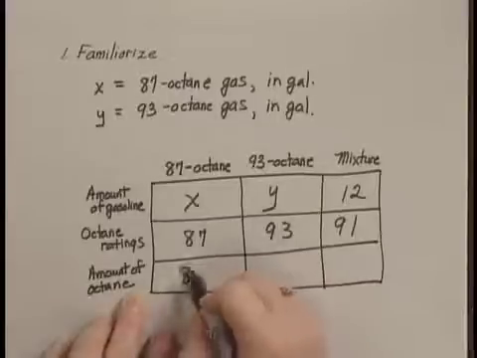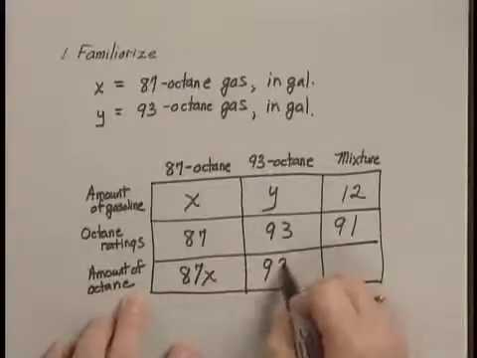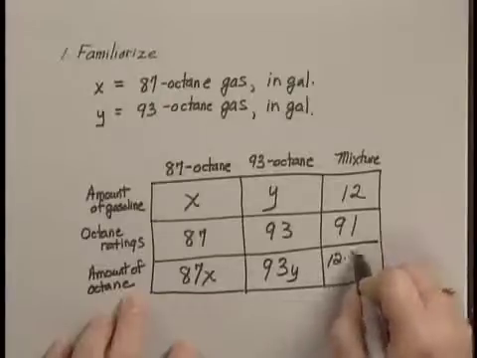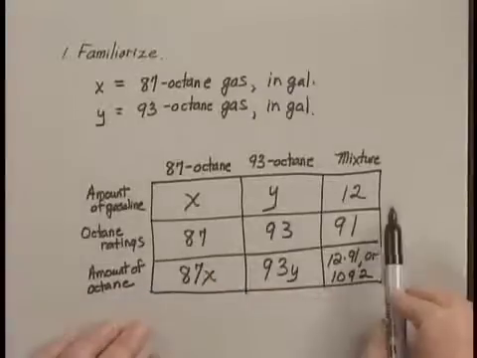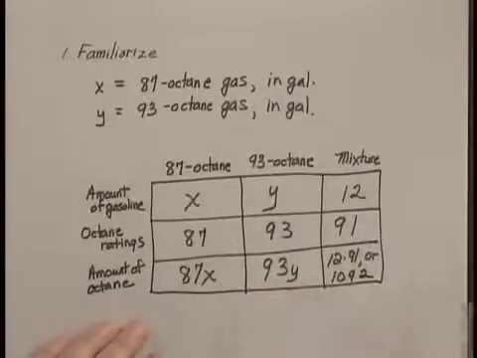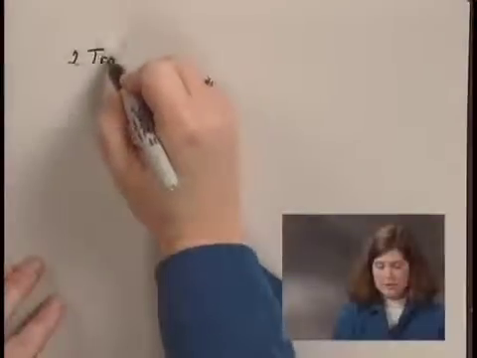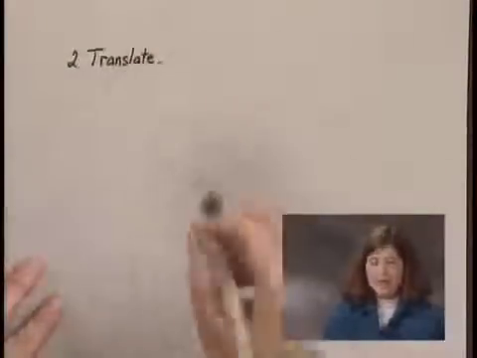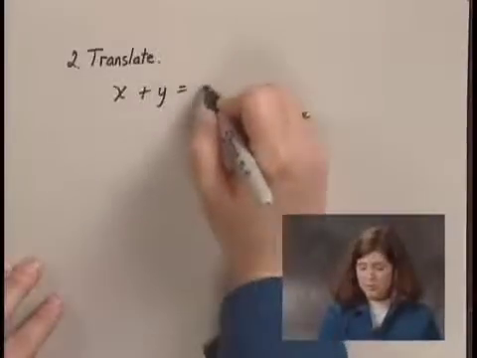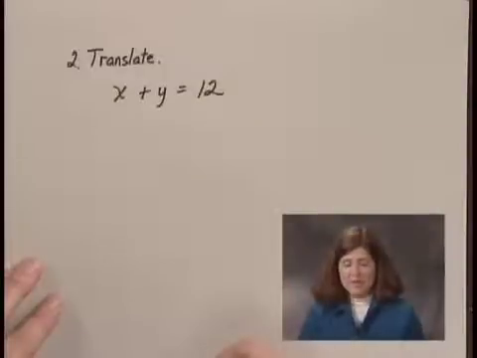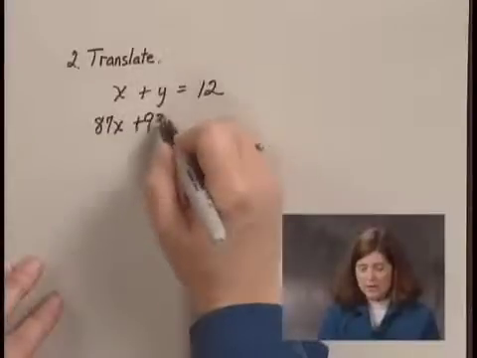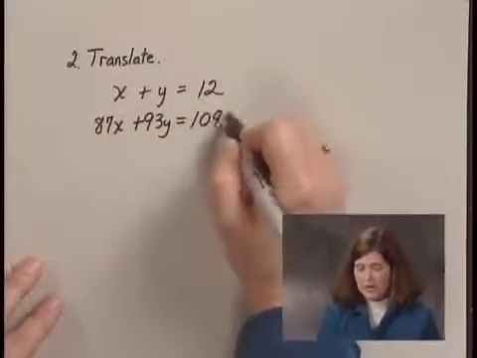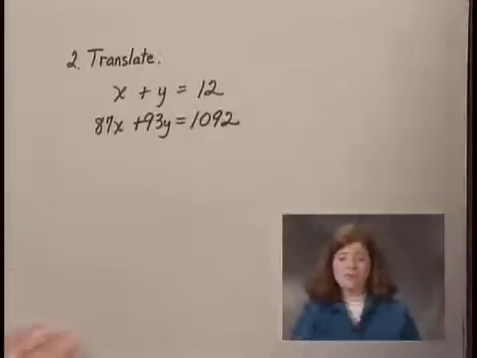Now we multiply these: 87X, 93Y, and 12 times 91, which is 1,092. And we're going to get our two equations from the top row and the bottom row of the table. We move to our second step, translate. And we have from the top row of the table that X plus Y has to equal 12. This has to do with the total amount of the gasoline. To measure the octane, in order to have the correct octane, we need to have 87X plus 93Y equals 1,092. And this came from the third row in the table.